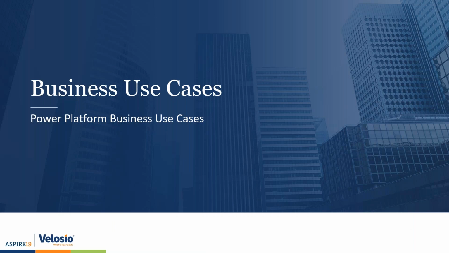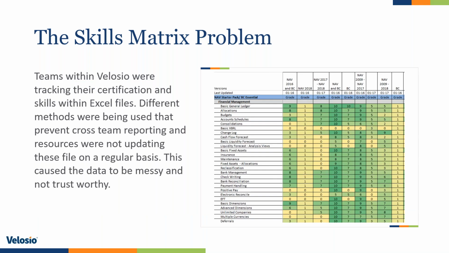screens. So I want to get into now just a couple quick use cases that I've done with some of my clients. And actually the first one is not a client, but just Velosio. So this first example is called the skill matrix problem. And what we were looking to do was identify the resources that we had and what certifications they may have gained and what skills they may have. And then try to identify where we might have areas we needed to focus on.